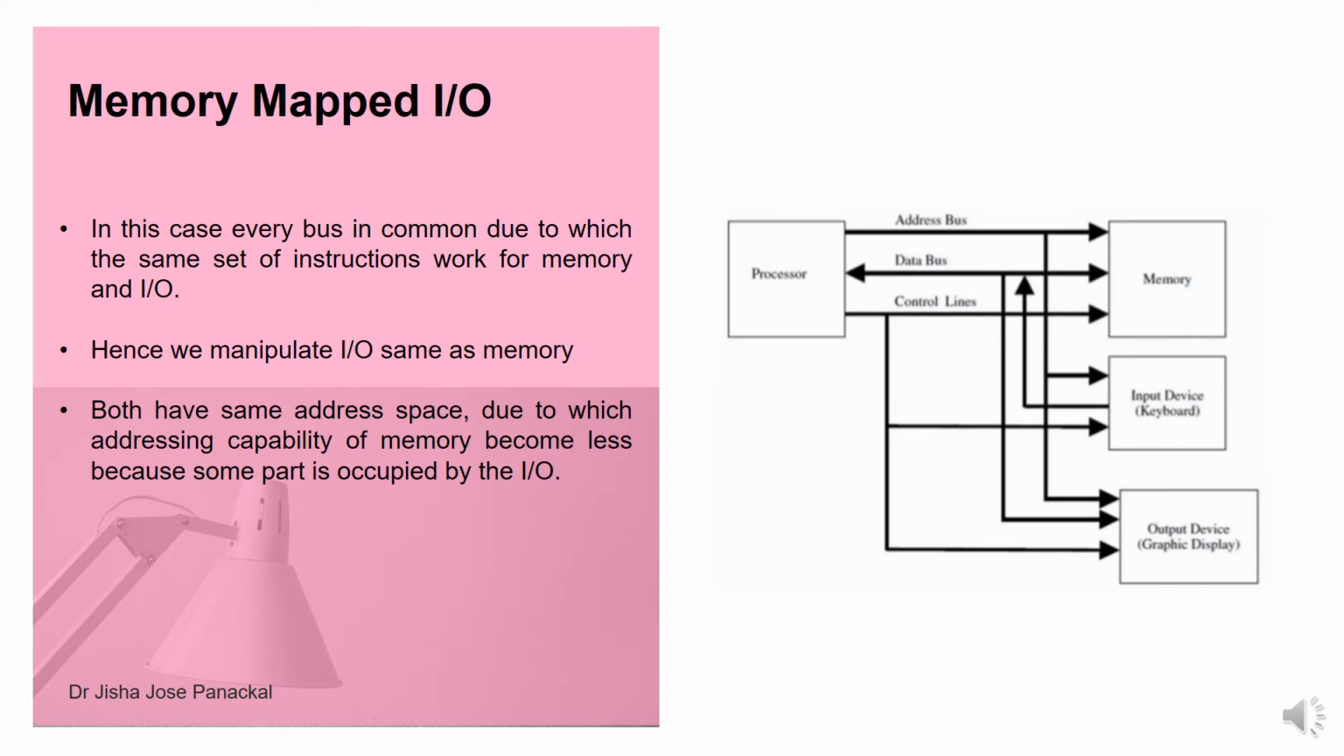So next one is memory mapped IO. In this case, every bus is common, due to which the same set of instructions work for memory and IO. So we have a shared bus that is shared between memory and input-output devices. Hence, we manipulate IO the same as memory. Both have the same address space, due to which the addressing capability of memory becomes less because some part is occupied by the IO. So it is shared between these devices.